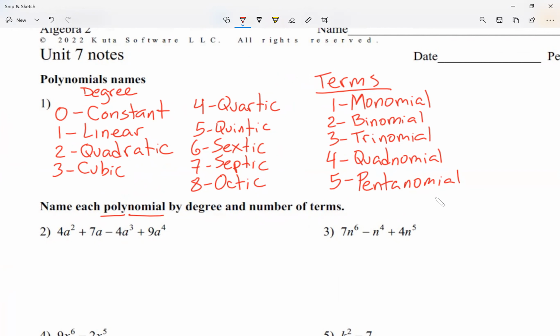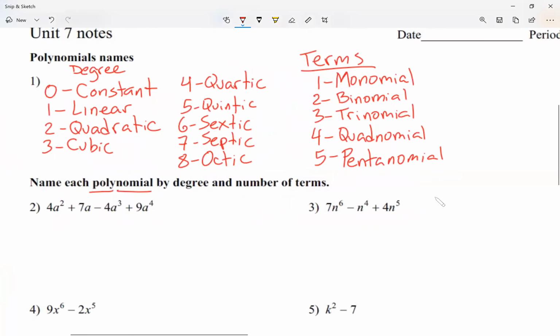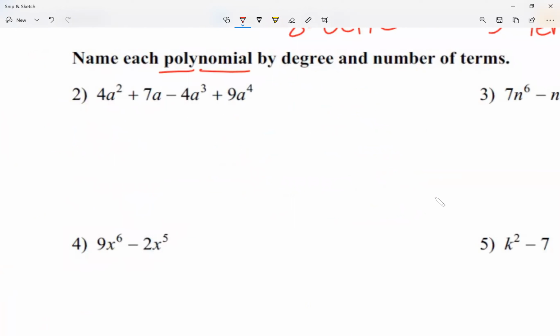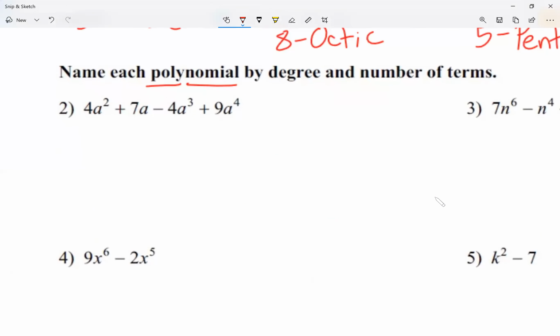Okay, so let's take a look. Question number 2. I'm going to be referring to this list. When I said according to our list, that's basically what we have for question number 1. All right, so here, question number 2. The highest exponent is 4. So I'm looking at the exponents. The highest exponent is 4. So according to our list, I'm going to call this quartic. Based on degrees, this is quartic.